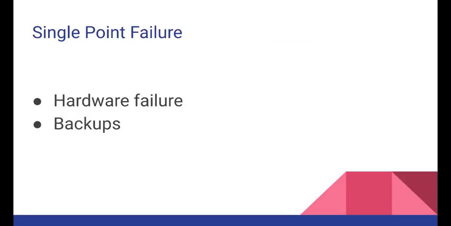The second part is single point failure. Systems that contain only one component to do a job can create a single point of failure. An example would be a hardware failure. If the only machine running my database server was to lose power, I would not be able to connect to my database because I don't have a backup. So that's where backups come in. One of the reasons for single point failure is the lack of backups.